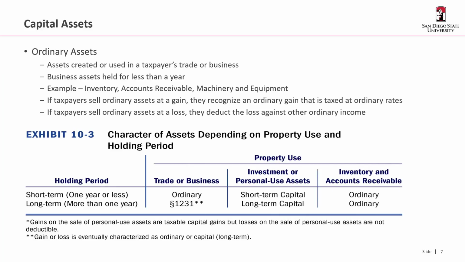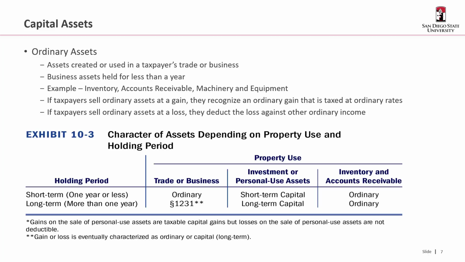So here's a chart from a separate book, and it's going to break down what we just discussed. If you look at, let's start in the middle column, for example, investment or personal use assets, right? Because the vast majority of those are capital assets. And if they're held short-term, it's a short-term capital. If they're held long-term, it's long-term capital.